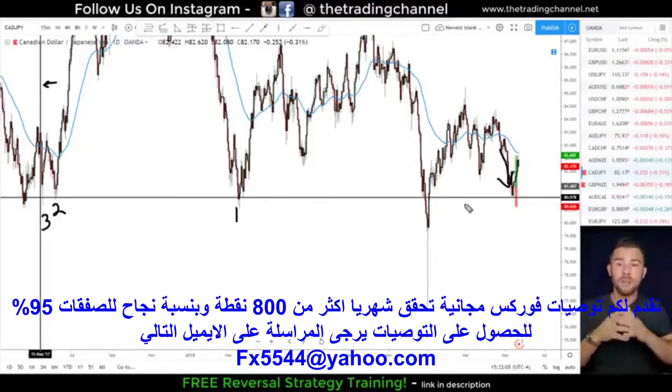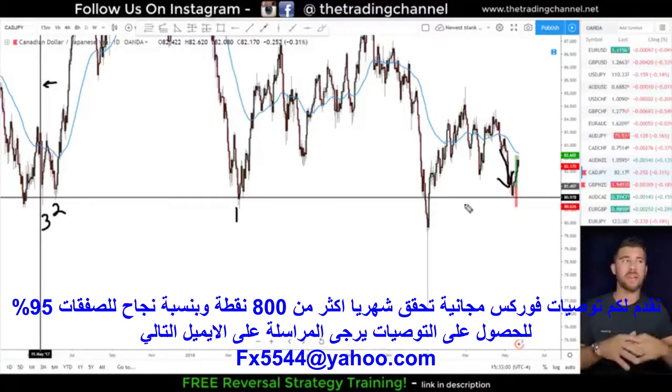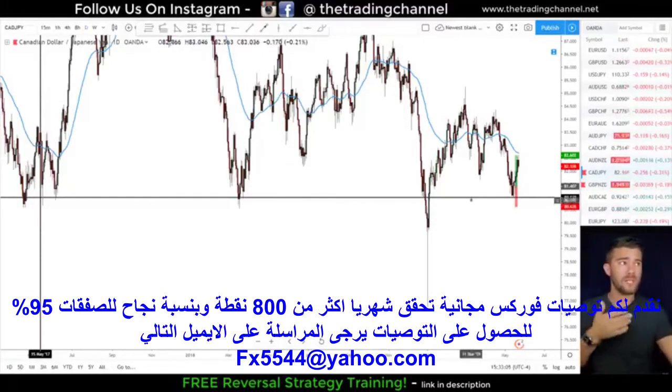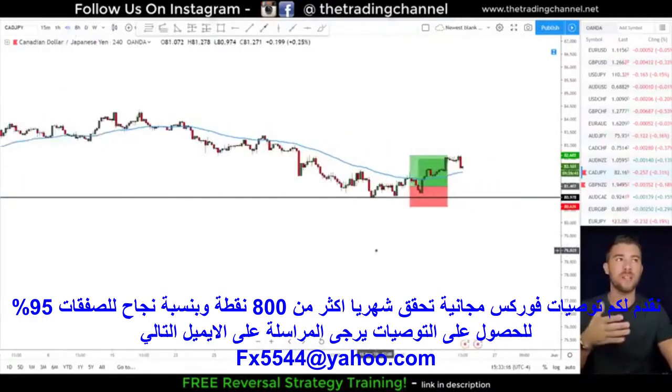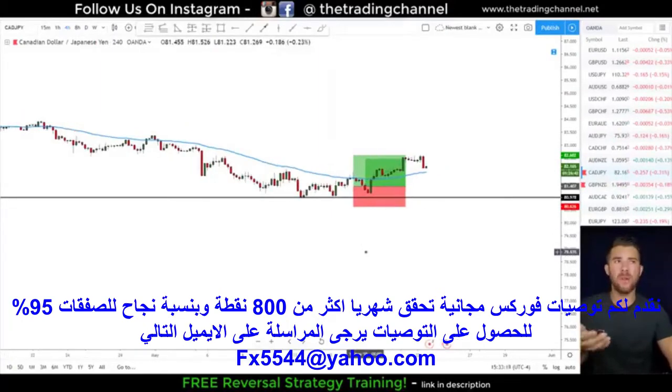Technique number 2, make sure it's a reversal. What do I mean by that? Well, in order for this market to have a reversal, what has to happen first? It has to be trending in a certain direction first. You can't have a reversal if the market hasn't been trending down. If the market's just in a period of consolidation or has been stagnant for a while, there's no way for it to reverse.